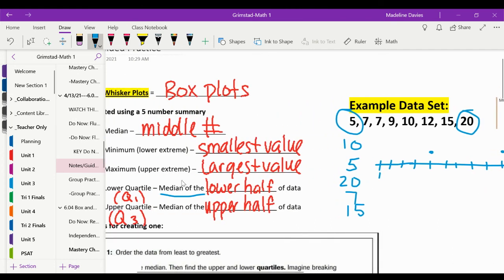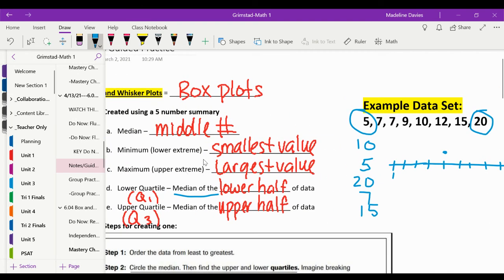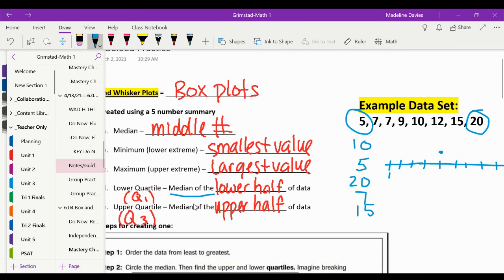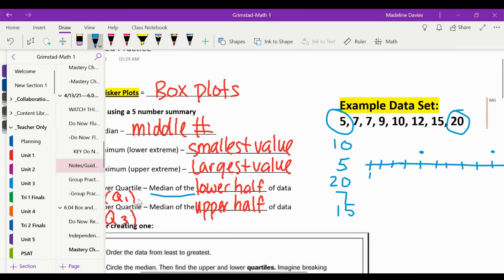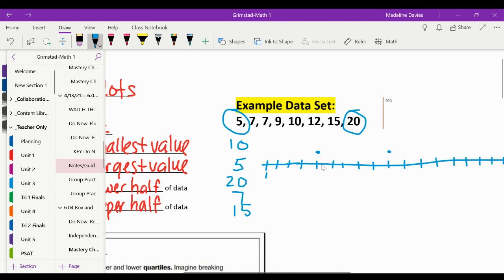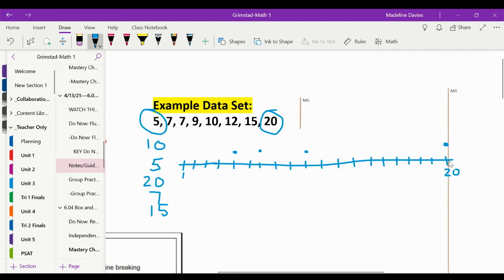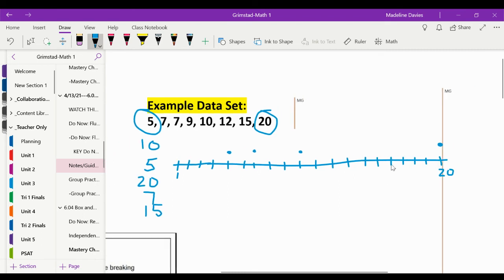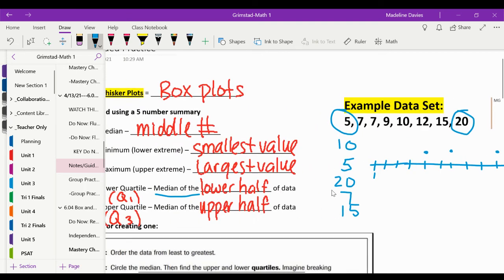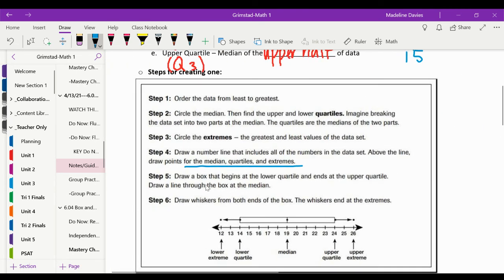And then, so we have minimum, maximum, and then let's go ahead and plot our quartile. So the median of our lower half, which is going to be 7, which we had right here. And then 15, 20, 19, 18, 17. 15 is right here. So now I have a whole bunch of dots here. Let's see what to do with them.